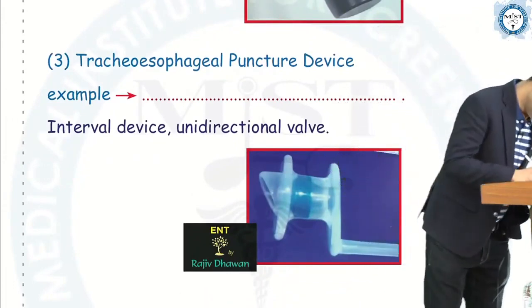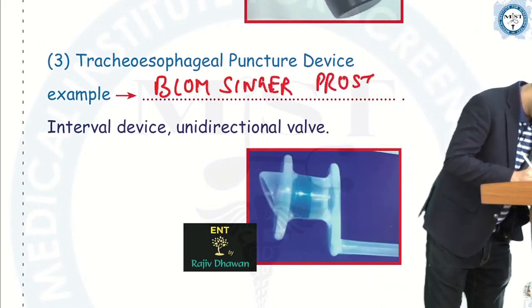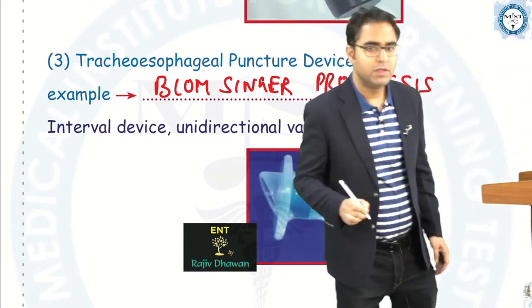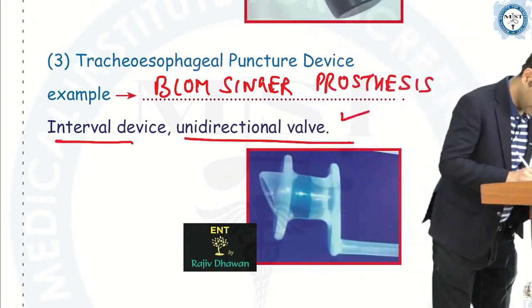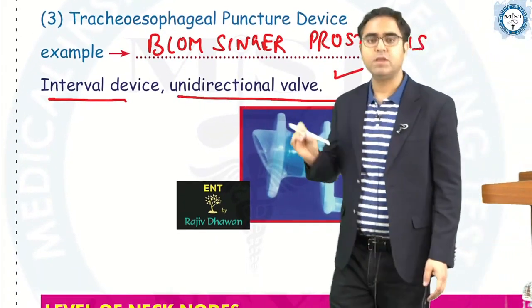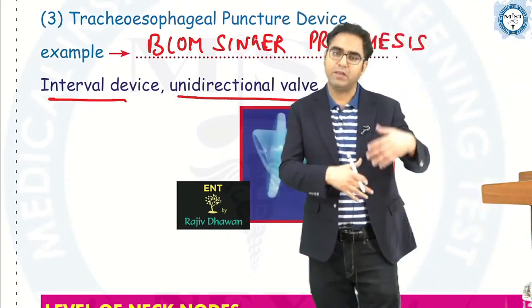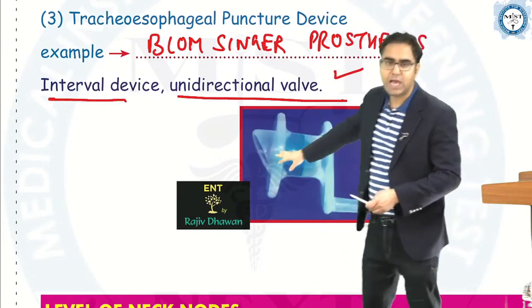Example is Blom Singer prosthesis. It's an internal device, it is a unidirectional valve. Electrolarynx is an artificial external device; this is an internal device. This valve you fit between the trachea and the esophagus.